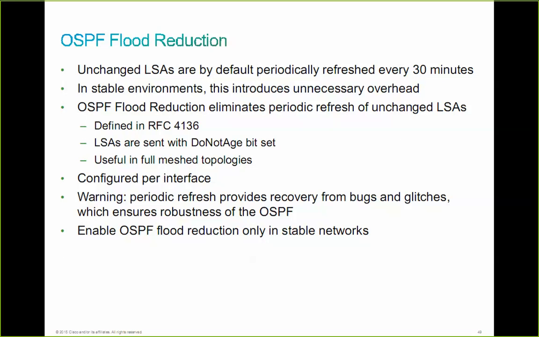because some interfaces or networks behind specific interfaces might change more often, or there might be more of a likelihood that information gets stale. So we would not enable this RFC 4136 flood reduction feature on those interfaces, and then we would enable the feature on the interfaces that are more stable, right?